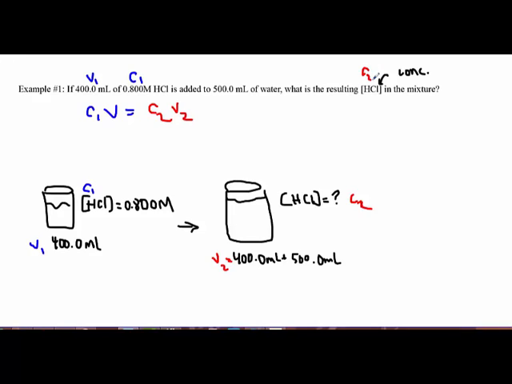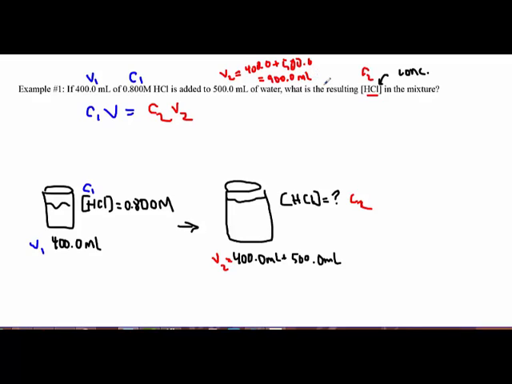Okay, and our V2, we just need to be a little bit careful with in the question. It's not 500 mils. It's going to be 400 plus 500 mils, which is a total of 900 mils. But when you put it in your question like this, then you're ready to go. You can just plug it right into your formula.